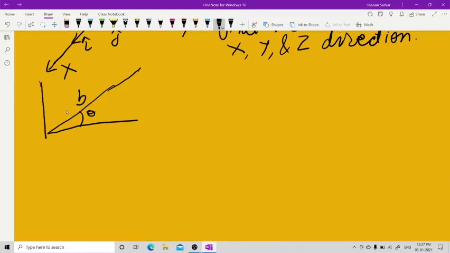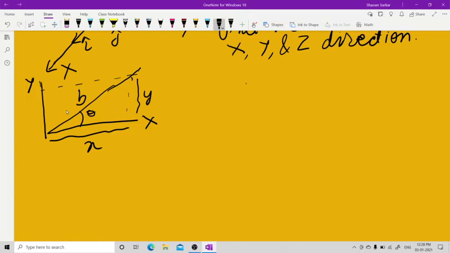Now you drop a perpendicular from here and you drop a perpendicular here. Now you see how much is this length. Of course, this is your x component. This is your y component. So now you already know cos theta, this much is x, this much is y. And this is basically a rectangle.